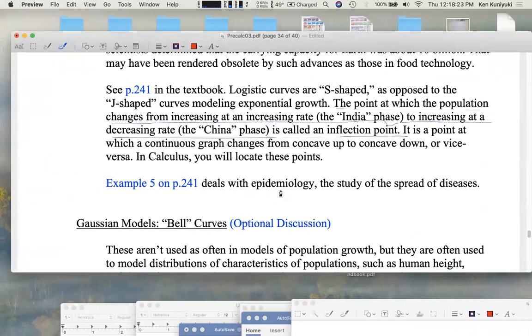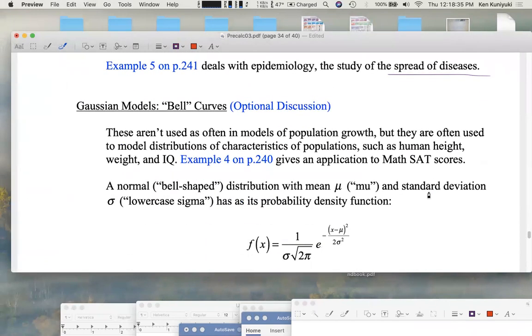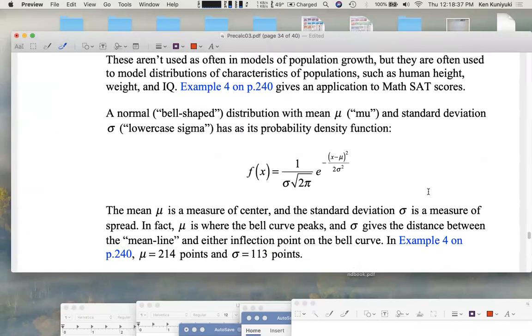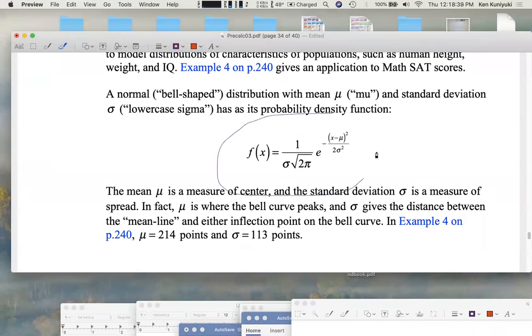Epidemiology, when we were talking about coronavirus and the spread of diseases, that was this whole notion of J curves versus S curves. And we're hoping that it's more like an S curve than a J curve eventually. Also, the classic bell curves, the normal curves in statistics, this formula.